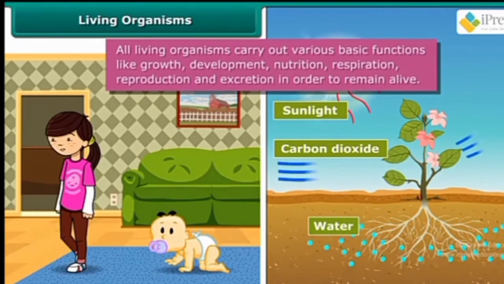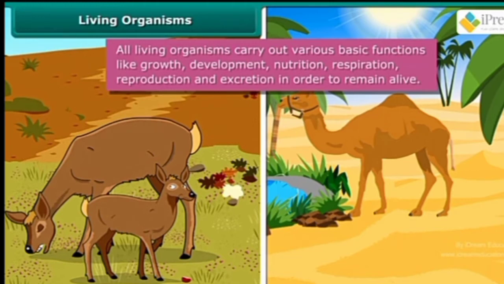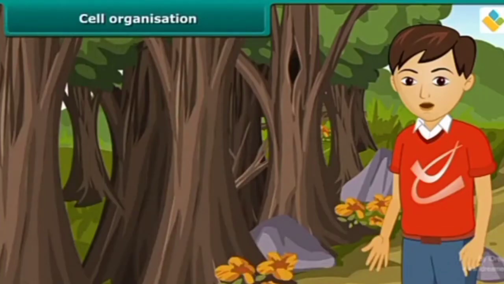All living organisms carry out various basic functions like growth, development, nutrition, respiration, reproduction, and excretion in order to remain alive. They require food or some other form of nutrition to survive and interact effectively with their surroundings. We will study important characteristics of living organisms that differentiate them from non-living things.